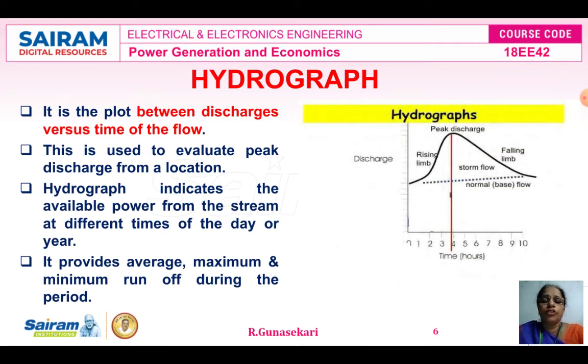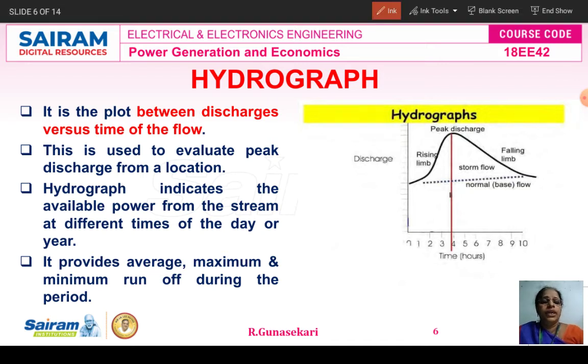The next term is the hydrograph. Now you see the graph. The y-axis is discharge, the x-axis is time in hours. The left hand side is the rising limb, the right hand side is the falling limb. The dotted line is the normal flow, that is the base flow. This is the stream flow. This is the peak discharge.